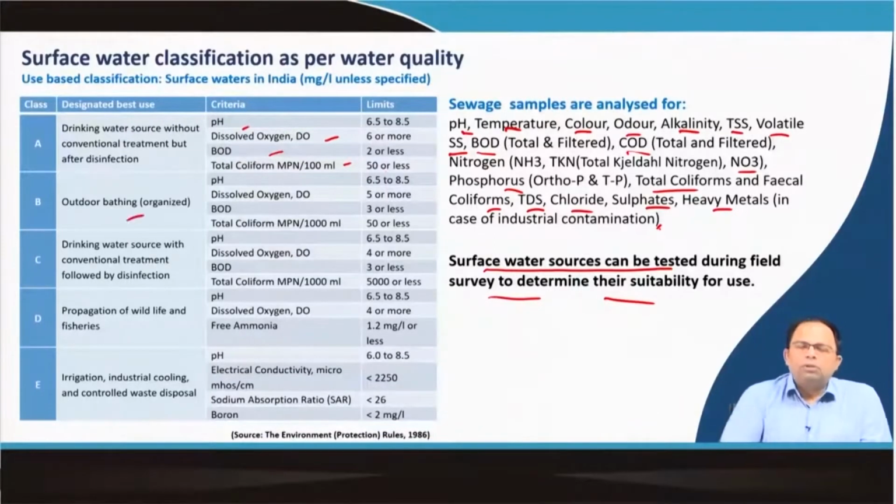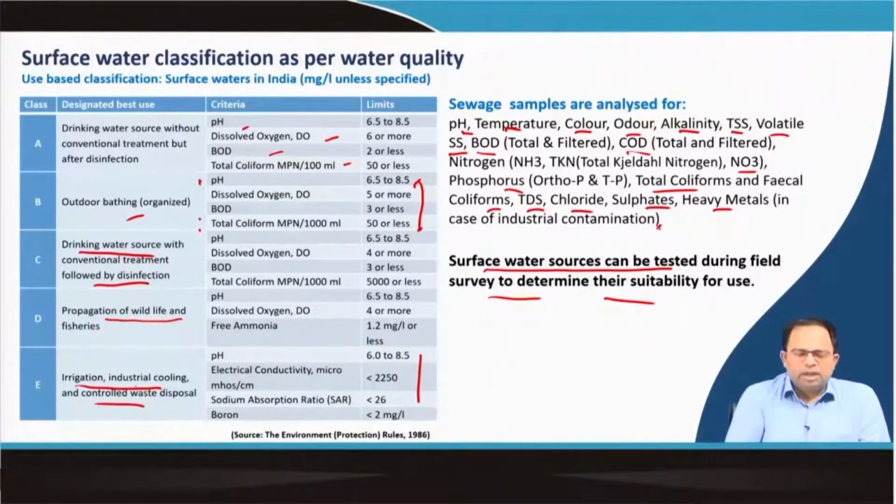Similarly, for outdoor bathing, if you want to classify which water bodies are suitable for bathing, you need to check the same parameters and see whether the values conform to the standard values. The same goes for whether the water body is suitable for propagation of wildlife and fisheries, or if it could be used as a drinking water source with conventional treatment followed by disinfection, or whether it is good for irrigation or industrial cooling. So, we can check these particular values.